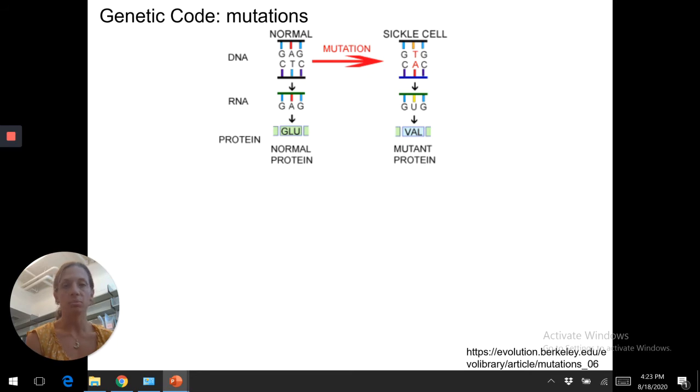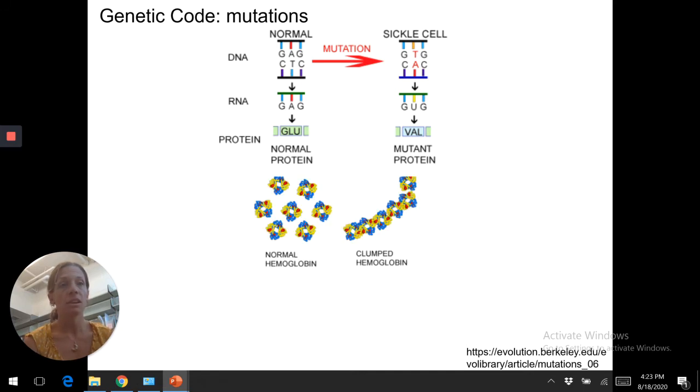There's less susceptibility to malaria. If you have two copies of this mutant, though, you then have a problem because this protein does not fold how it normally does. So this is a single base mutation in the DNA that is then a different base in the RNA. And in this case, it results in a different amino acid, and the protein is different.